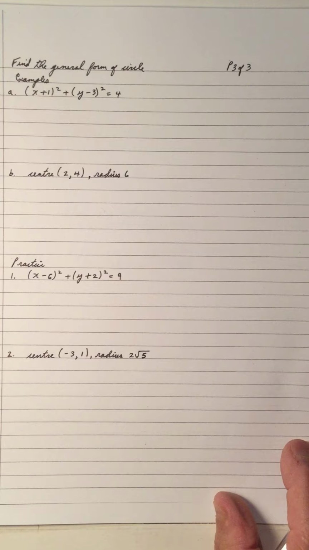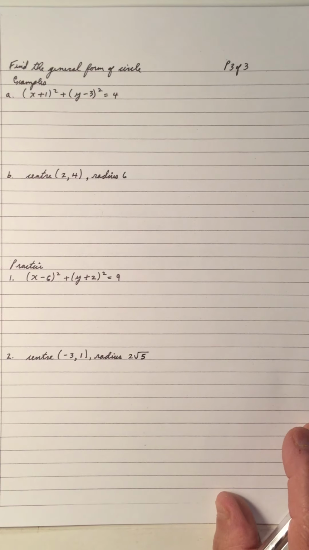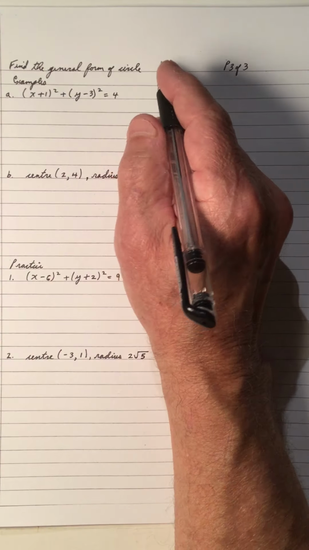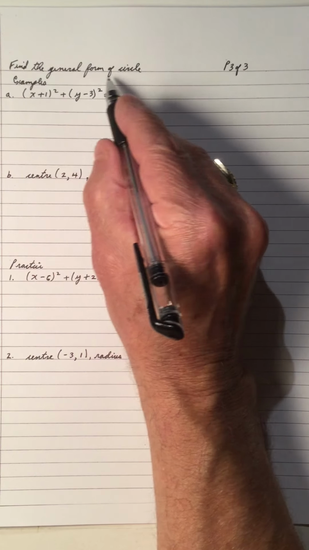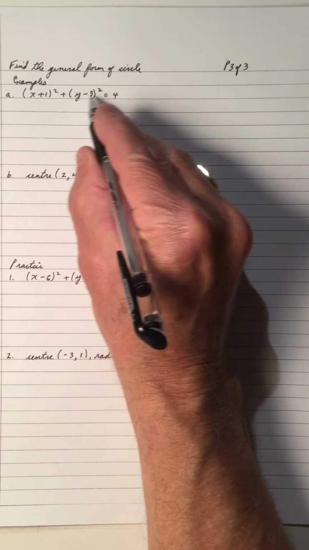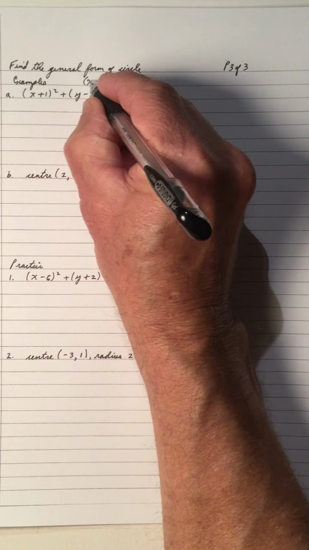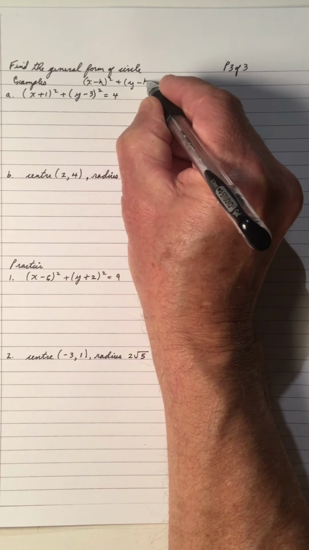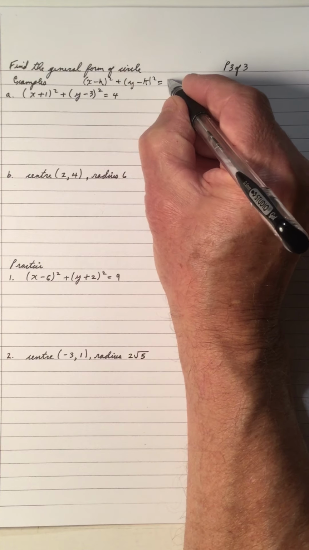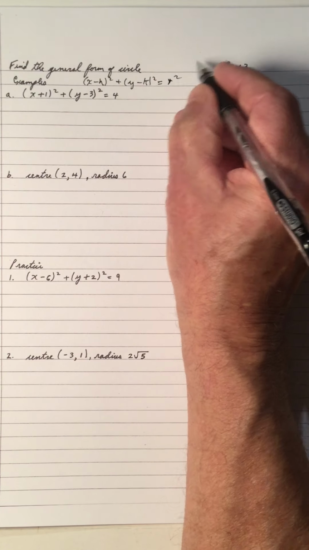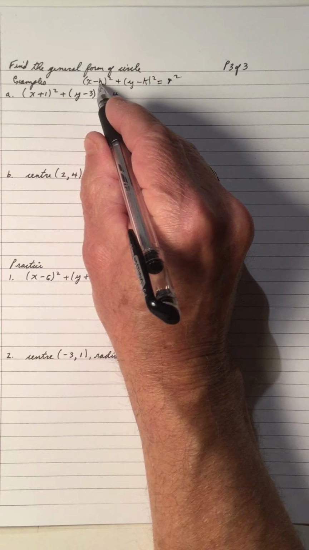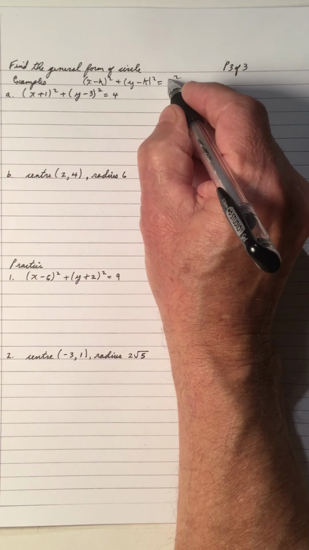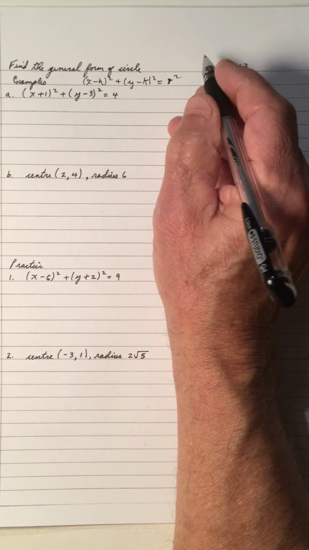Okay, that's explaining what the general form is. Hope you can see that. So now let's do some problems where we find the general form of a circle. Notice this form right here is what we call the standard form. That's x minus h all squared plus y minus k all squared equals r squared, where the center is h comma k and the radius is r.